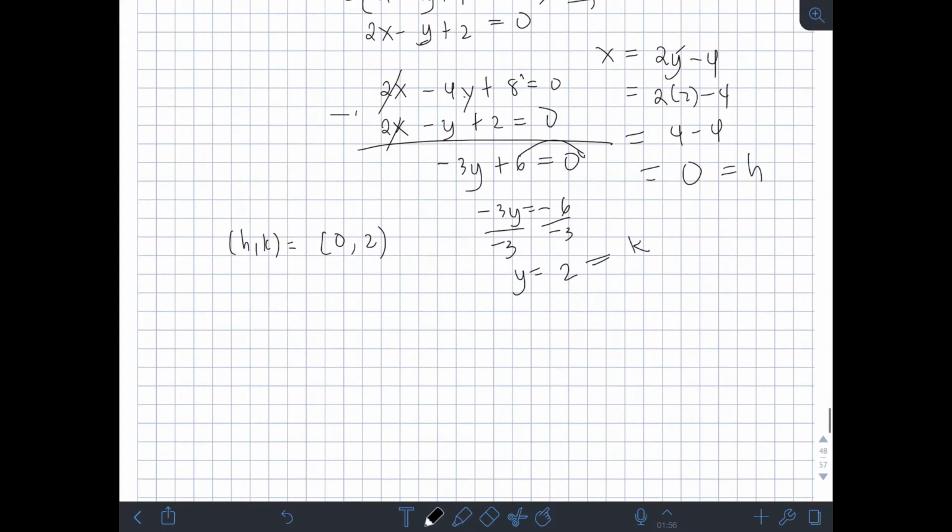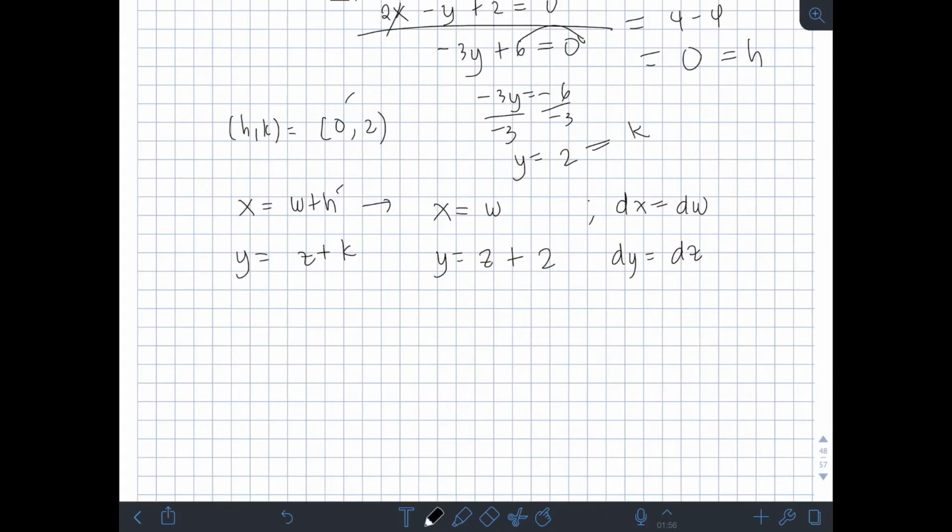Okay? Now, gamitin natin yung substitution. So, diba, x is equal to w plus h and y is equal to z plus k. So, therefore, we have x is equal to w plus yung h natin na 0 or simply, x equals w lang. And then sa y, we have z plus yung k natin na 2. And therefore, pag differentiate natin both sides, we have dx is equal to dw and dy is equal to dz.